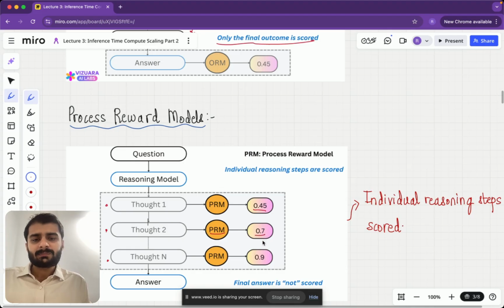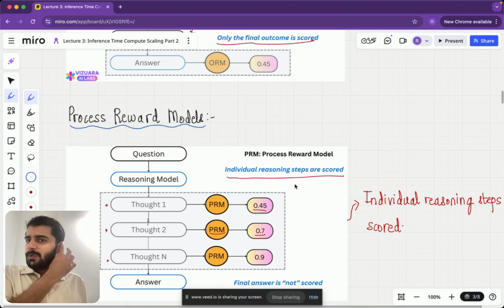So here the main difference compared to the ORM is that individual reasoning steps are scored and the final answer is not scored. So you are assuming that if the reasoning steps are correct, obviously the final answer will also be correct. So you are giving a lot of emphasis on the chain of thoughts which are leading to the final answer. That is why it is called a process reward model.